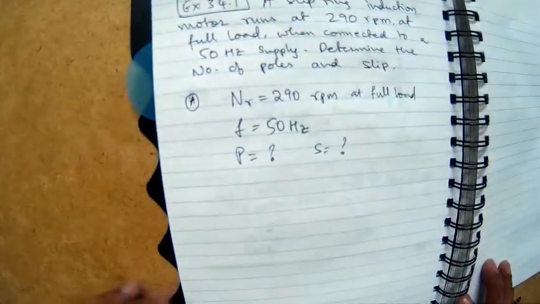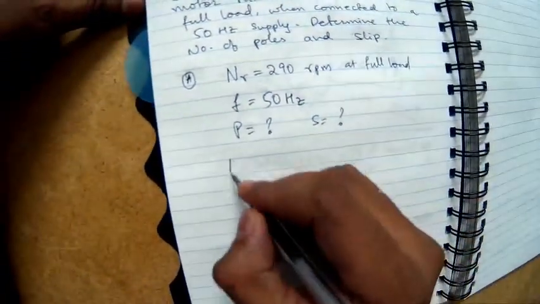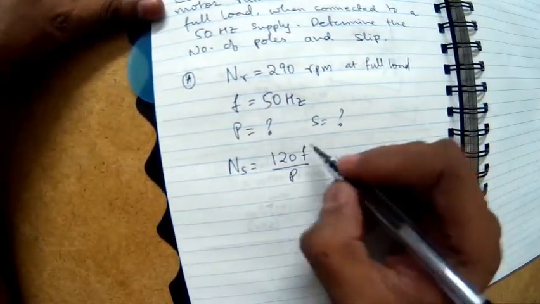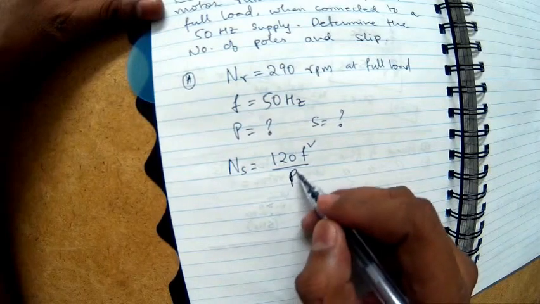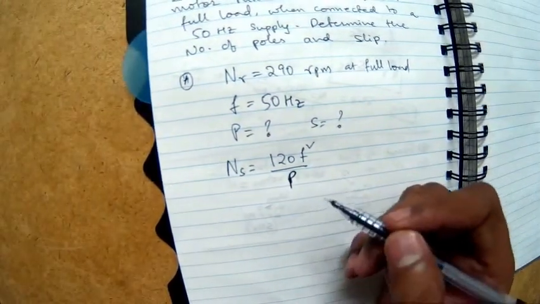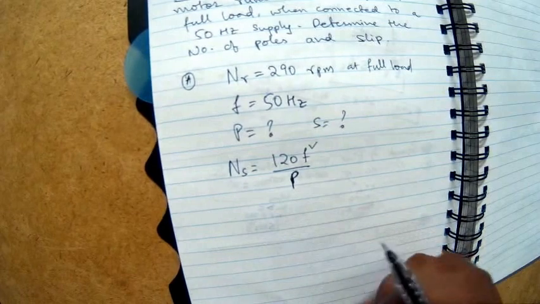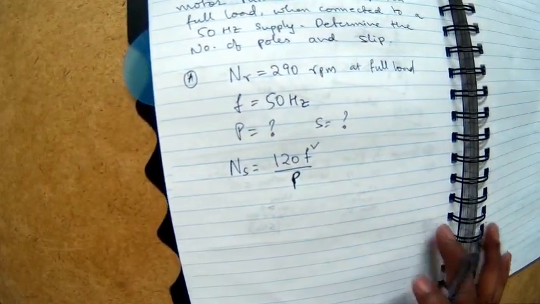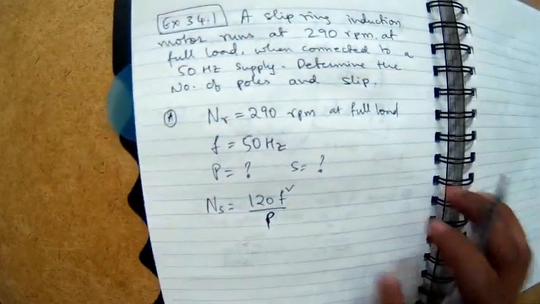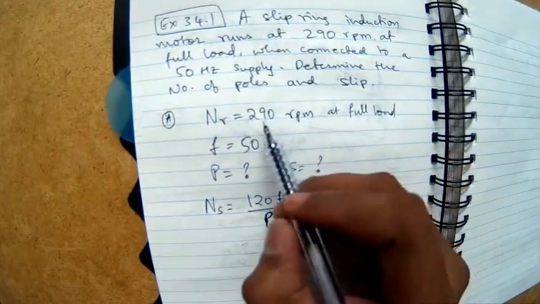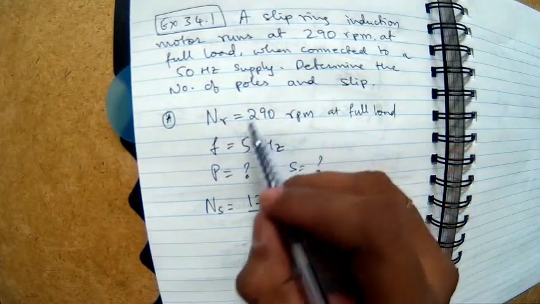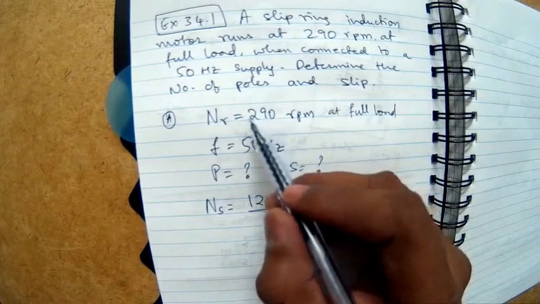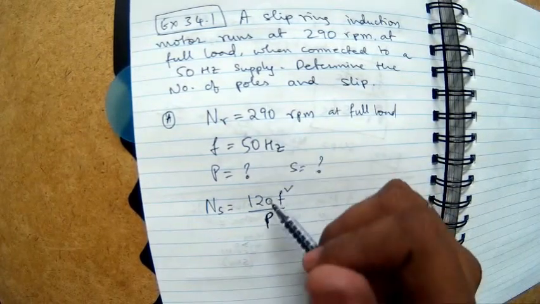Now immediately you will find a problem. If I want to find synchronous speed, it is 120 F by P. So F is given, but P itself is not given, and therefore it's not possible to find the synchronous speed. However, we can just simply guess it. The rotor is rotating at 290 rpm at full load, which typically is not exactly equal, but will be a few percentage points away from the synchronous speed. So this is a problem of guessing.